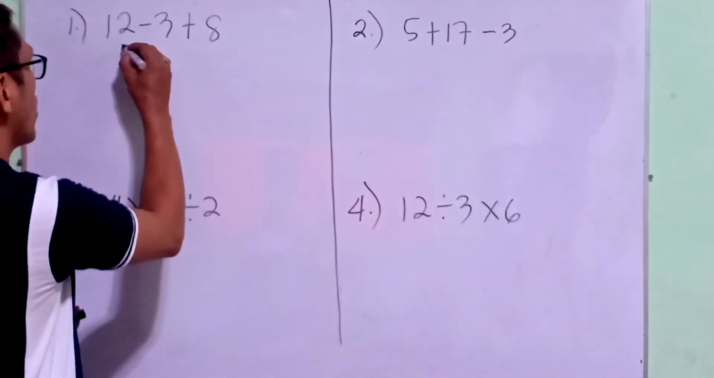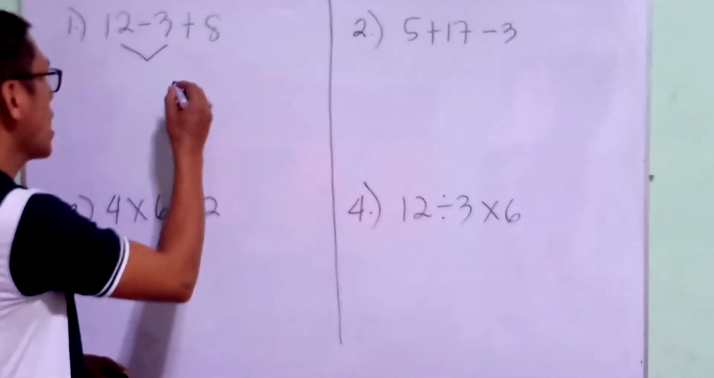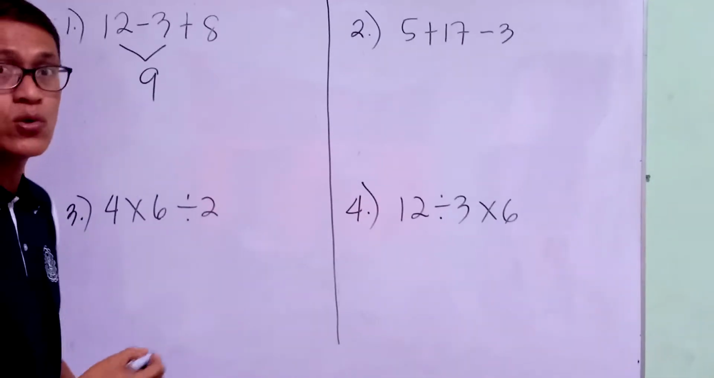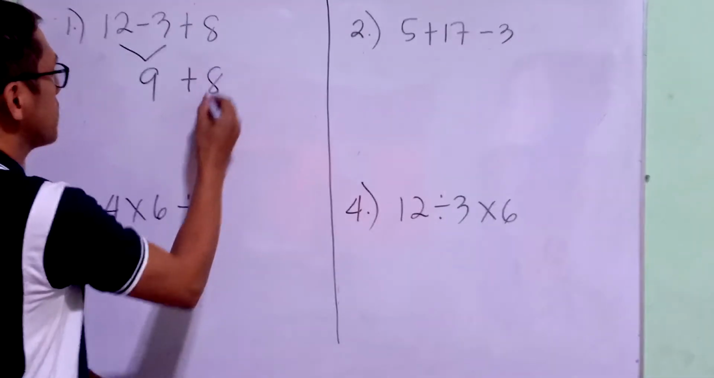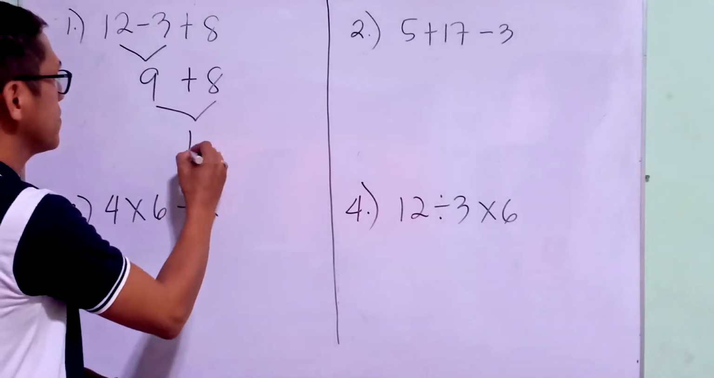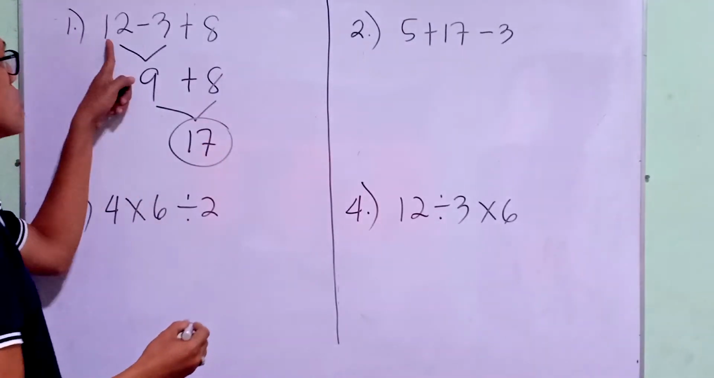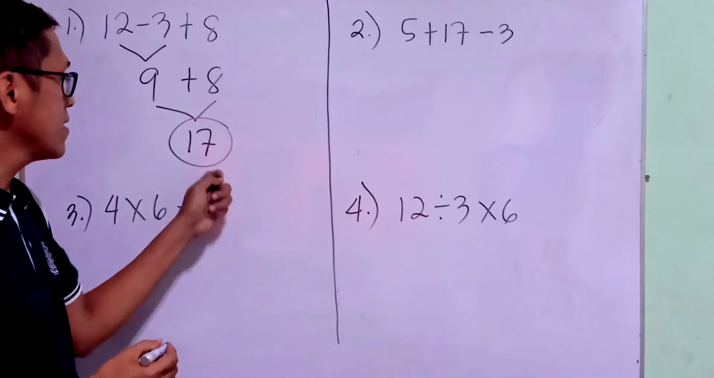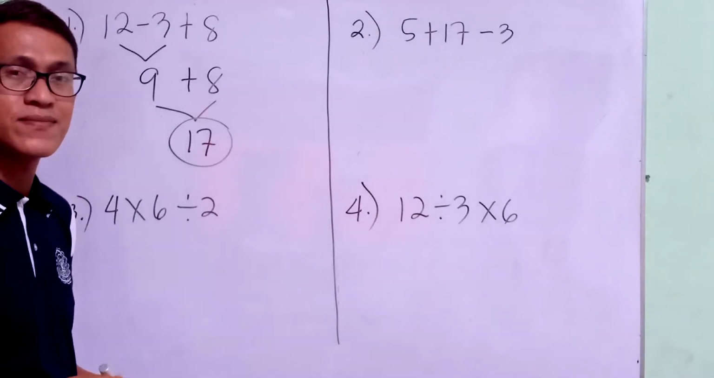Let's subtract 12 minus 3. That's 9. Then lastly, you add plus 8. So what's 9 plus 8? Yes, that's 17. So 12 minus 3 plus 8, the answer is 17.